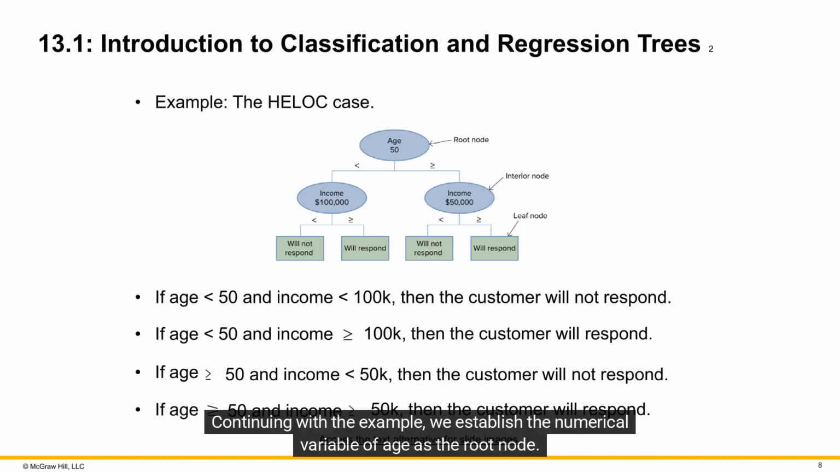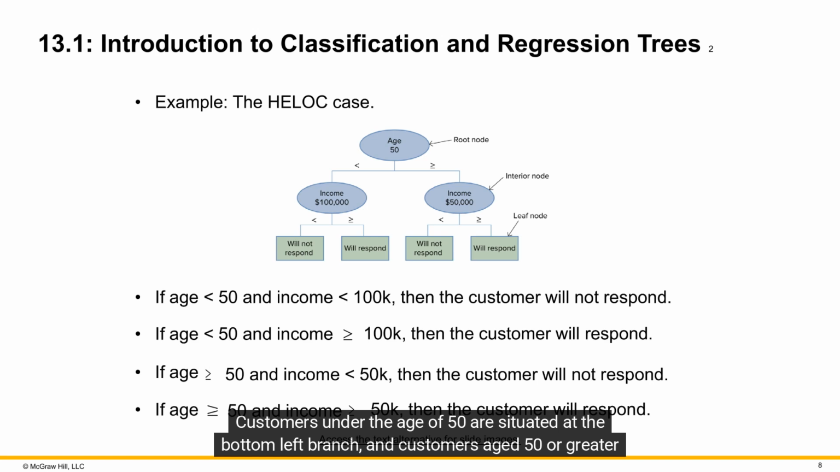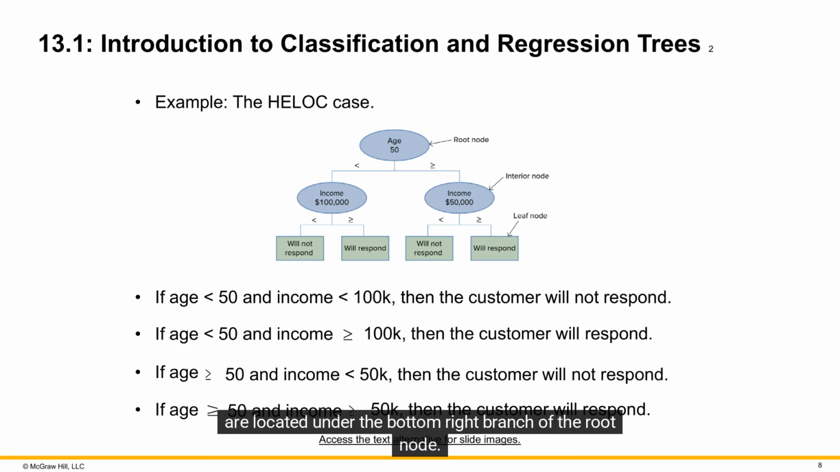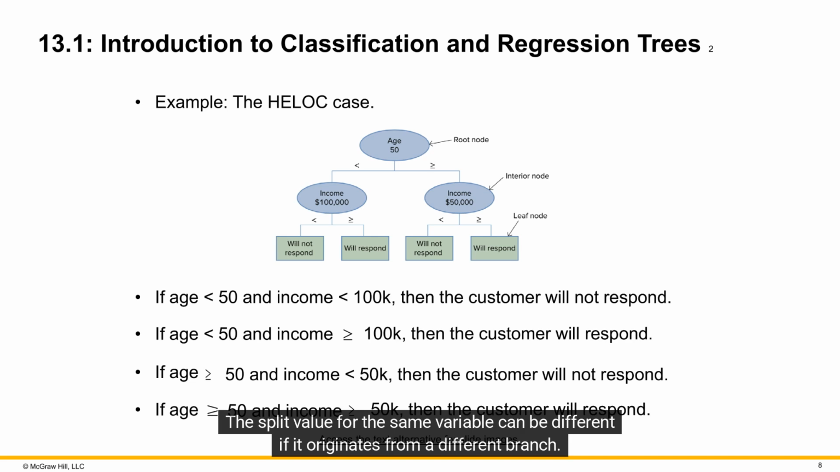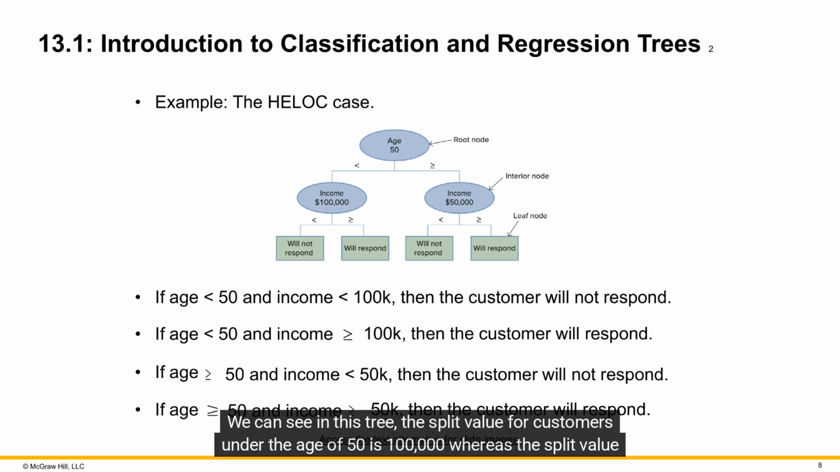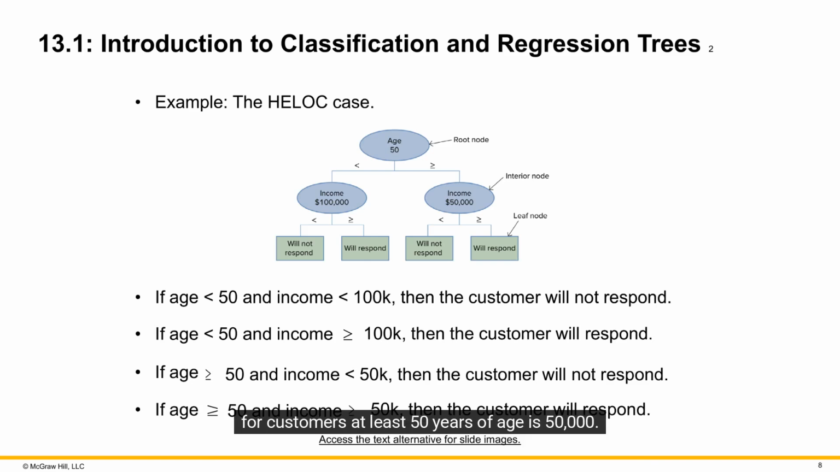Continuing with the example, we establish the numerical variable of age as the root node. Customers under the age of 50 are situated at the bottom left branch, and customers aged 50 or greater are located under the bottom right branch of the root node. The income variable is an interior node. The split value for the same variable can be different if it originates from a different branch. We can see in this tree, the split value for customers under the age of 50 is 100,000, whereas the split value for customers at least 50 years of age is 50,000.